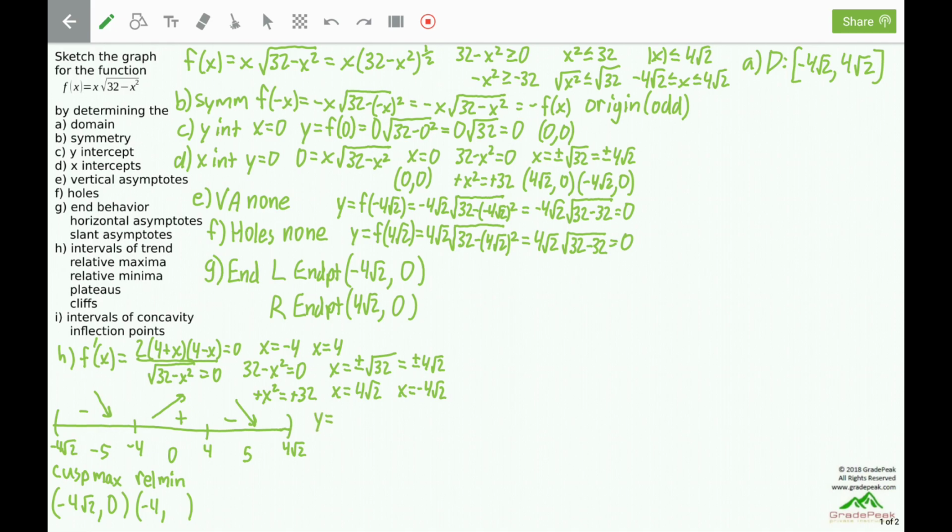So y equals f of -4, which is -4 times the square root of 32 minus -4 squared, which is -4 times the square root of 32 minus, a negative squared is positive, 4 squared is 16. 32 minus 16 is 16. The square root of 16 is 4, and -4 times 4 is -16. So we have a corresponding y-coordinate of -16.